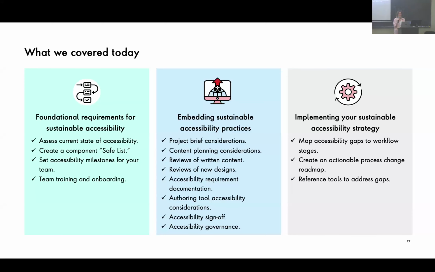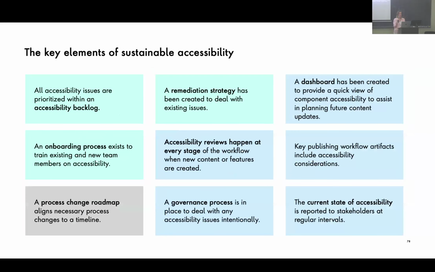Anyone else? I have a little summary. I'm not going to read all of these things, but we talked about our foundational requirements, our prerequisites, right? We talked about embedding sustainable accessibility practices into our ways of working. We talked about implementing our sustainable accessibility strategy and how we can communicate that in an actionable way for our teams. And what I thought I would share with you is just my idea of the key elements of sustainable accessibility, kind of your sustainable accessibility bingo card, if you will.